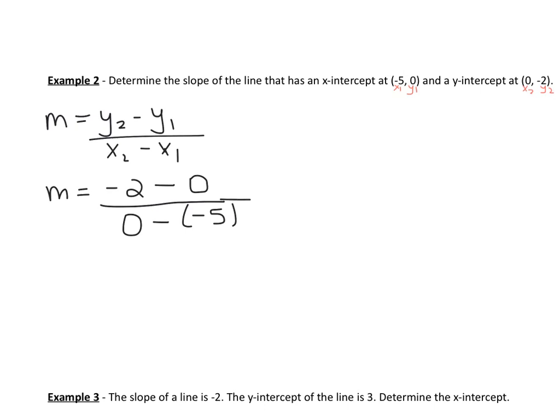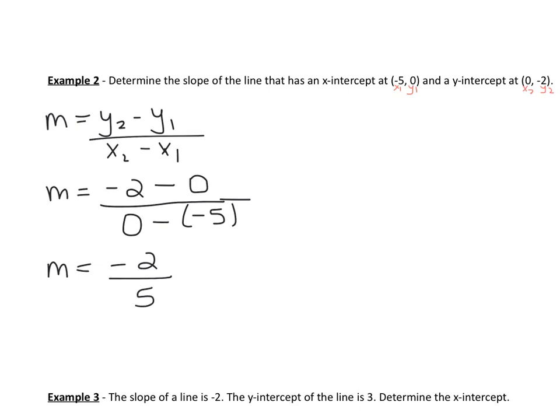Be careful with your signs. Make sure you encase all of your negative numbers in brackets, especially when you are subtracting. So if we subtract in the numerator, we've got negative 2 minus 0, which is negative 2. And then in the denominator, we have 0 minus negative 5, which is a positive 5.